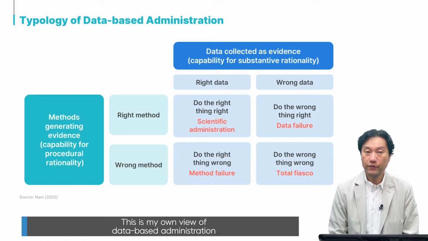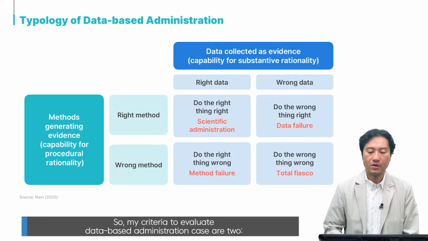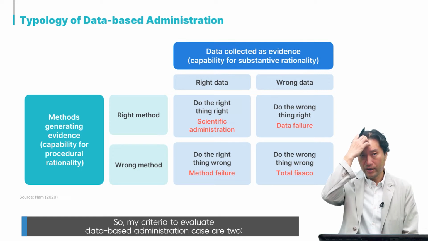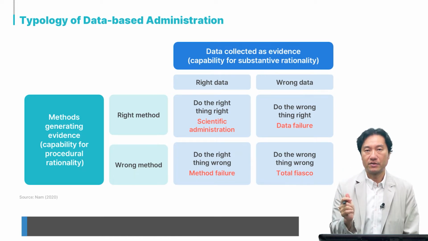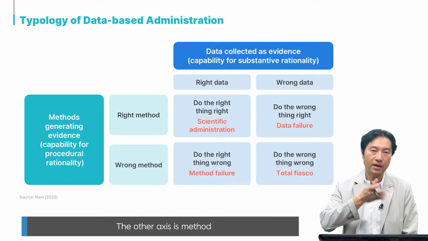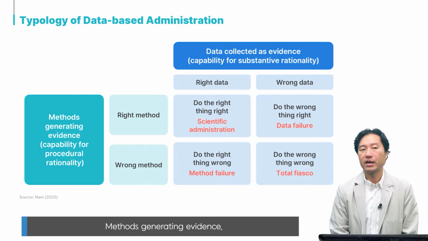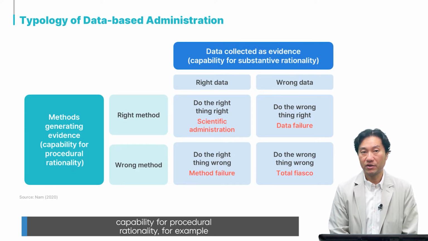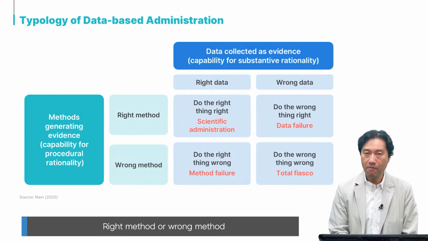This is my own view of data-based administration. My previously published article suggests these four types of data-based administration. Actually, three cases are failure cases, not successful cases. So my criteria to evaluate data-based administration cases are two. First, data collected as evidence. So there is good data or bad data, right data or wrong data. That's the one axis. The other axis is methods. Methods generating evidence, capability for procedural rationality, for example. Right method or wrong method.